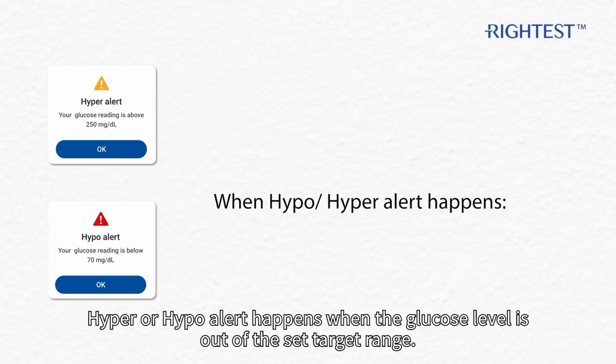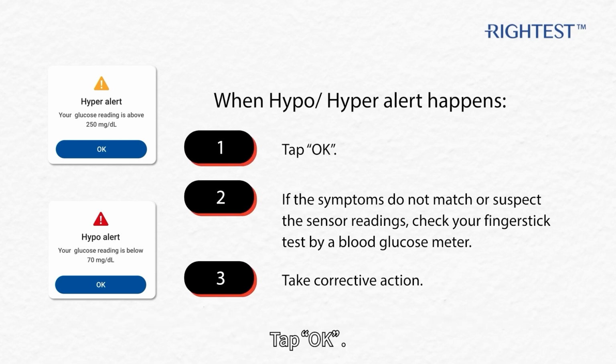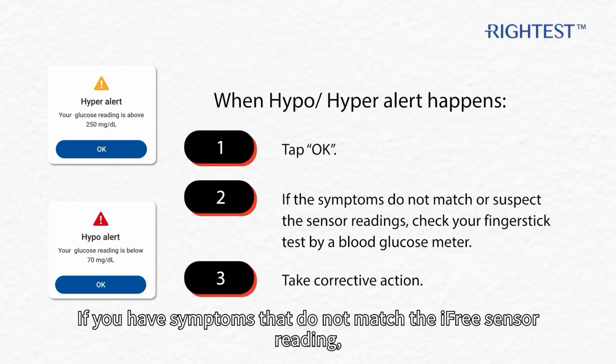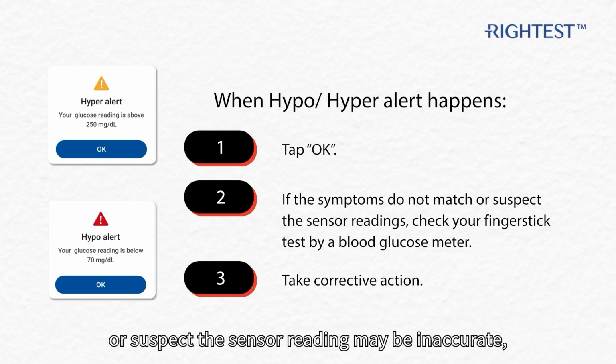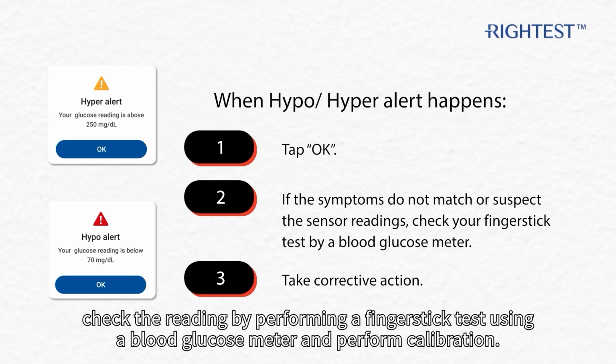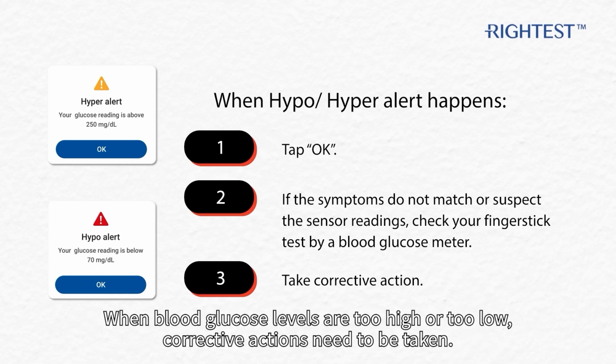Hyper or hypo alert happens when the glucose level is out of the set target range. Tap OK if you have symptoms that do not match the iFree sensor reading, or suspect the sensor reading may be inaccurate. Check the reading by performing a fingerstick test using a blood glucose meter and perform calibration. When blood glucose levels are too high or too low, corrective actions need to be taken.